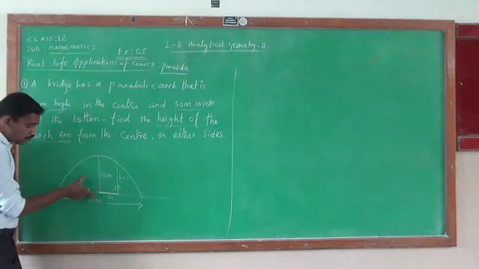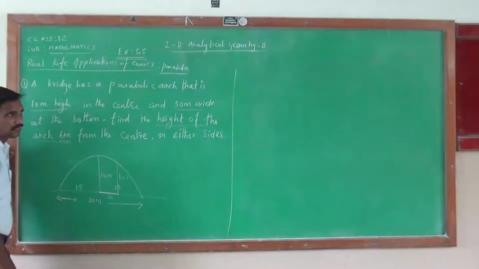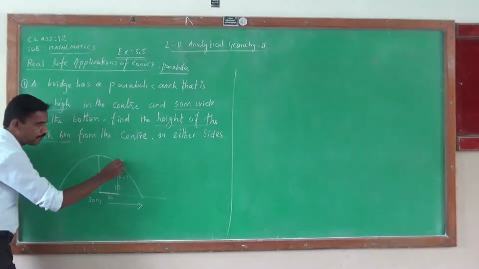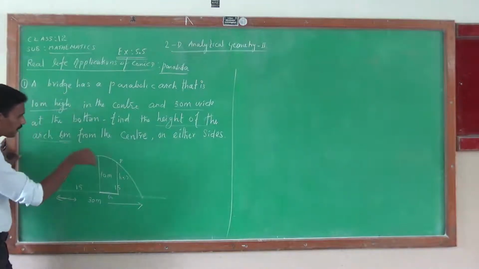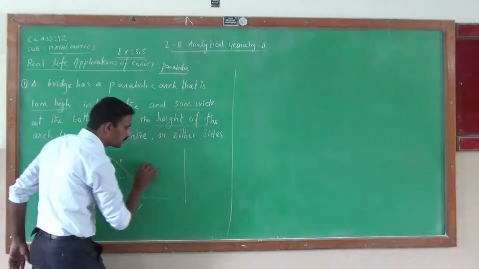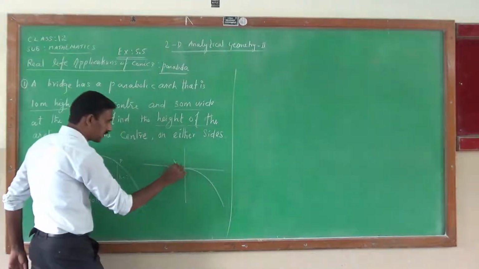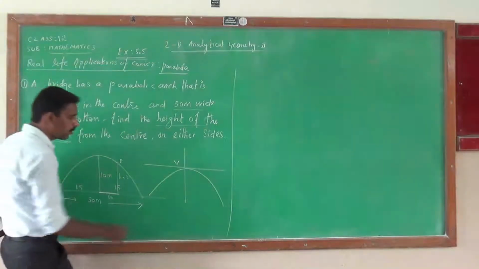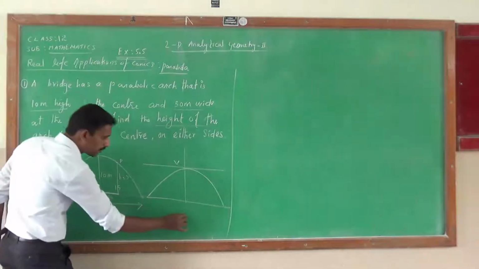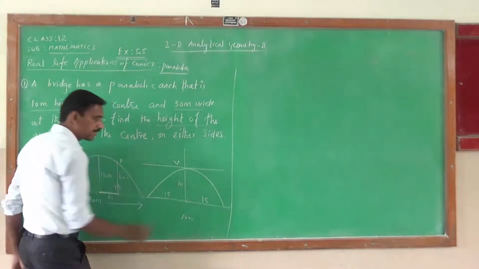Now, we want to imagine this parabola is open downwards. Right? It opens downwards. And mark a point P on it. And look at this. You want to convert it into the parabolic diagram. Just imagine this. So this is the vertex, okay, and this is the ground level. This is 30 meter wide, you know. So you want to take 15 here, 15. This side should be 10.